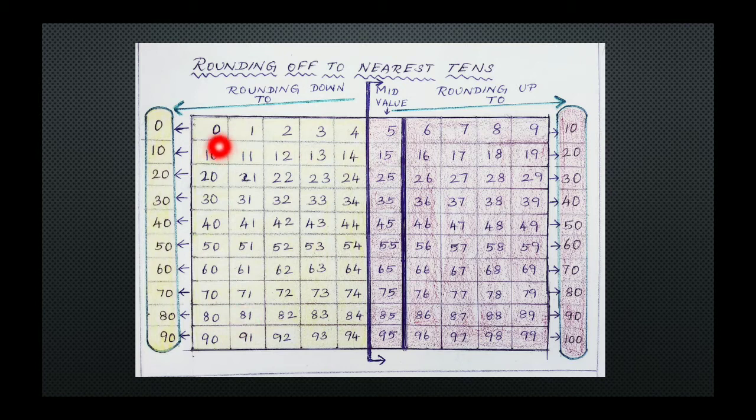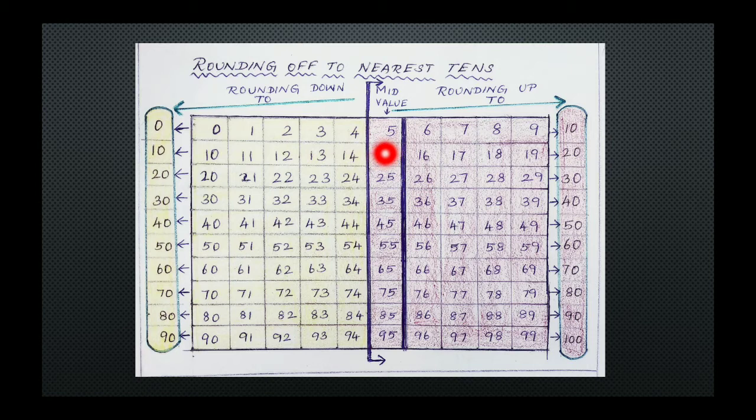Now, if you have numbers from 0 to 4, you round them off to 0. You round them down to the least value 0. That's why it is called rounding down to 0. See, 0 to 4 or less than 5, less than mid value, less than middle value. So they are rounded down to 0.